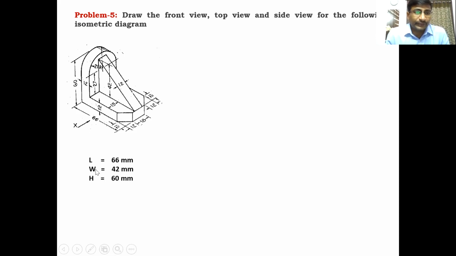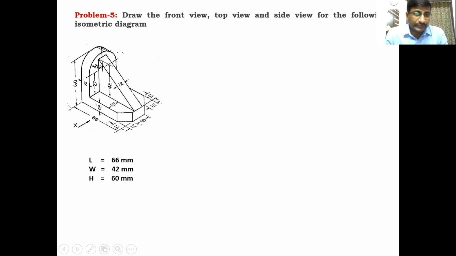So first write down the length, width, and height. Length is 66. This direction arrow mark represents the front view direction, you know. Now we can draw the right side view for this diagram. So you have to leave space adjacent to the front view box on the left side. The right side view must be on the left side of the front view.